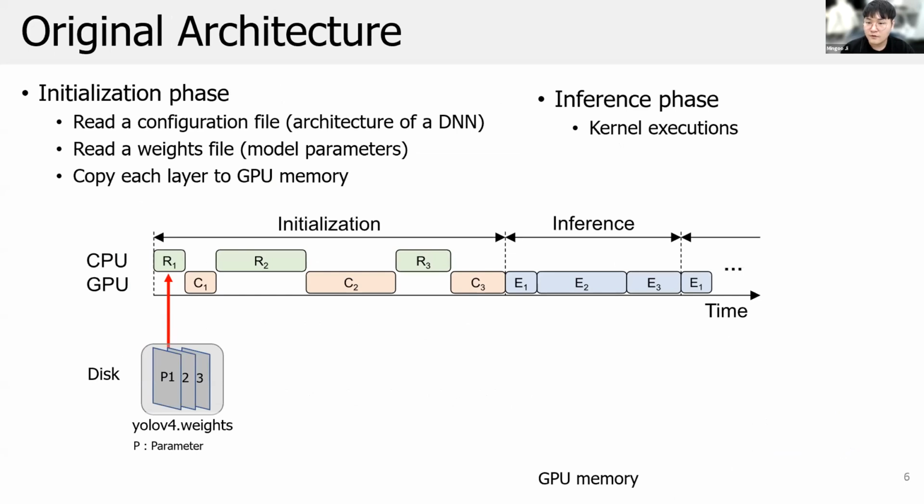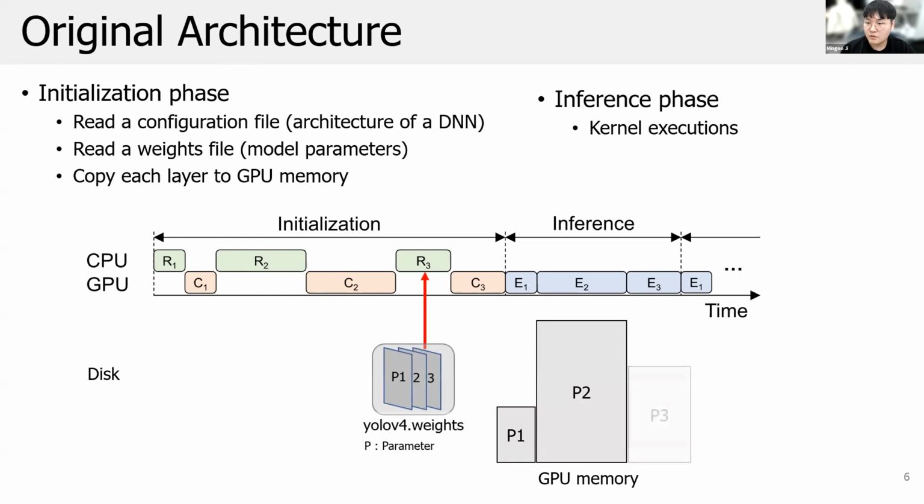The darknet is largely divided into an initialization stage and an inference stage. In the initialization stage, all layers are created based on the type written in YOLO's configuration file. The weight file is read, and the model parameters of all layers are copied to GPU memory. After initialization, darknet executes only kernel execution using the parameters of the GPU buffer. In this way, the original architecture allocates all model parameters to GPU memory to use the maximum memory, but only the kernel execution is operated in the inference stage, so it has a fast inference speed.